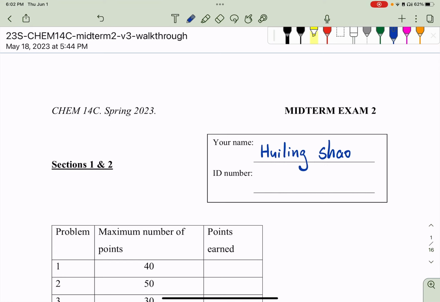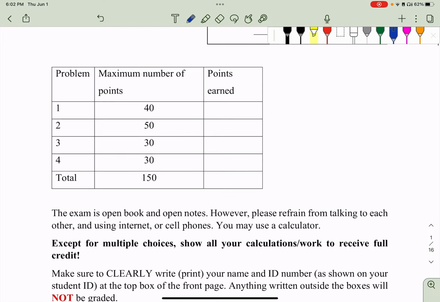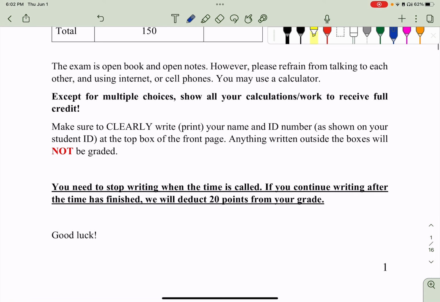Okay, let's get started. So for any test taking, the first thing you want to do is browse over the entire exam, read through the instructions, and make sure you know what to expect on the exam, right? How long is the exam? What are the kind of problems to expect?